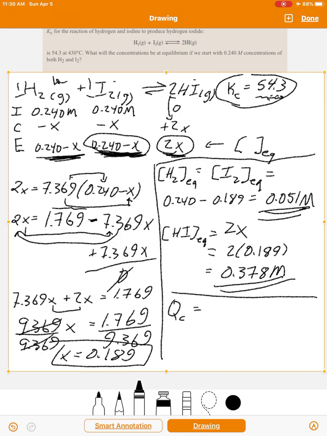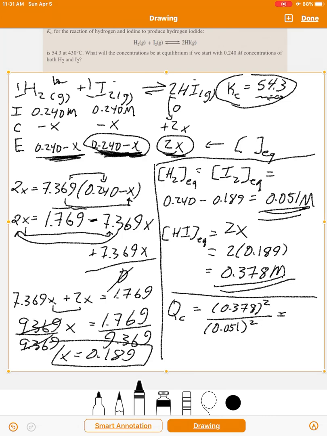QC is the concentration of HI squared. So let's say that we don't know whether this is equilibrium. So we'll put 0.378 and square that. And then we'll put in the concentration of H2, which is 0.051, and the concentration of I2, which is 0.051. But wait a minute, they're the same, so just make it squared. And let's see what we get. If we get a value that's close to 54.3, that means that we pretty much got it right.